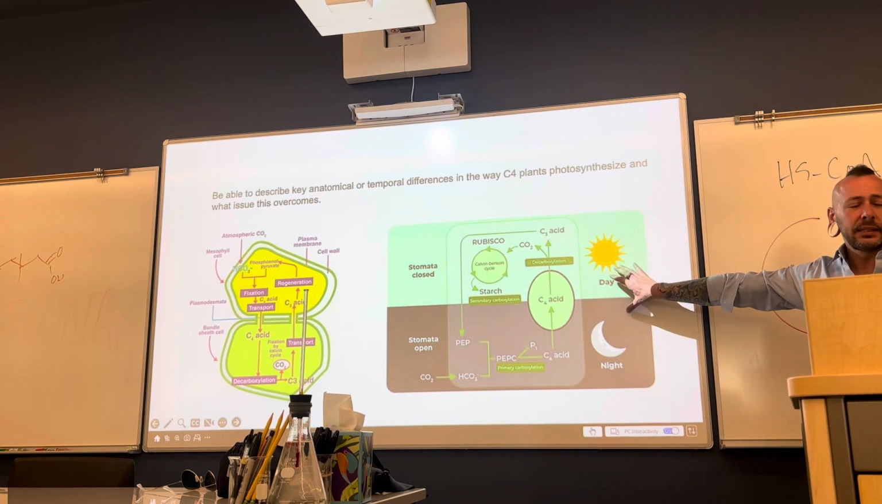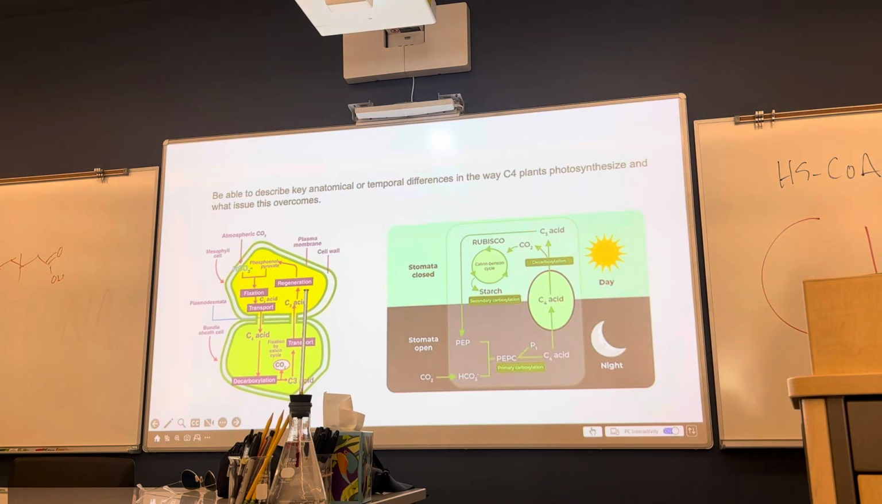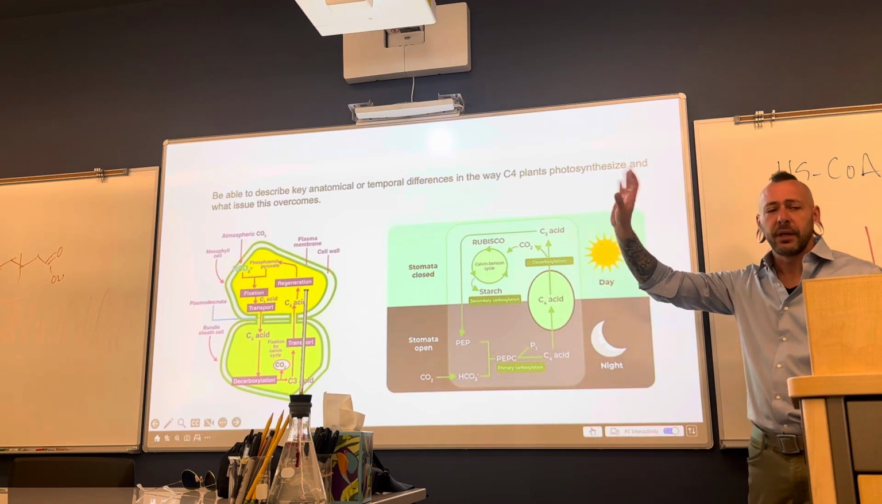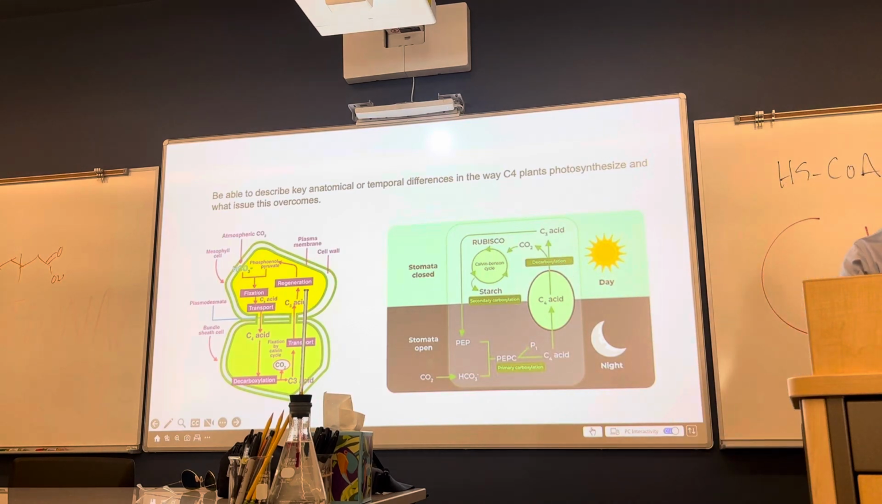CAM plants are things like succulents, cacti, things like that. They don't really ever have wet, cool conditions. It's always hot in here. And so they just always do the day version. But it's the same thing. We're just storing carbon dioxide as malate, so that we can use it when we need it.